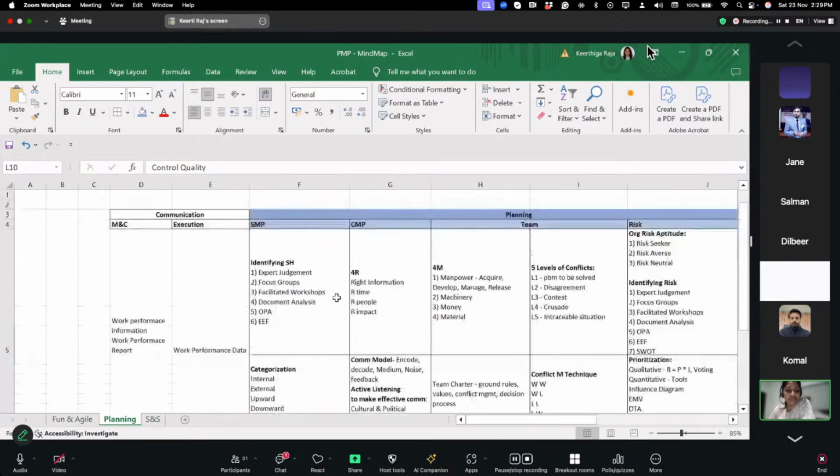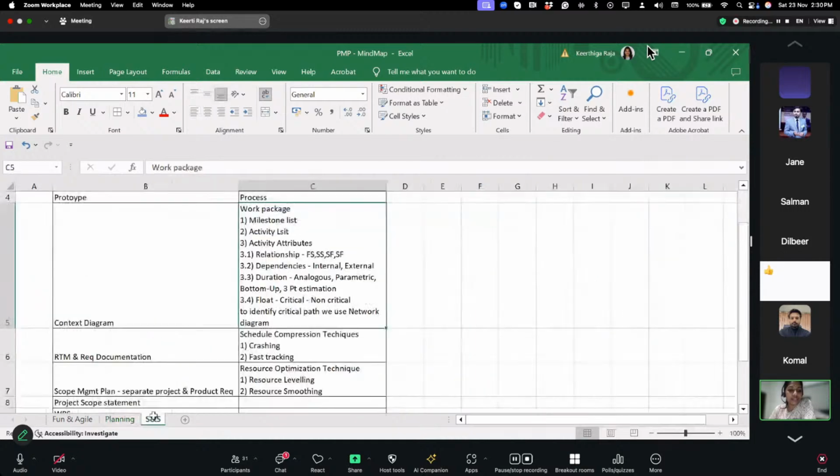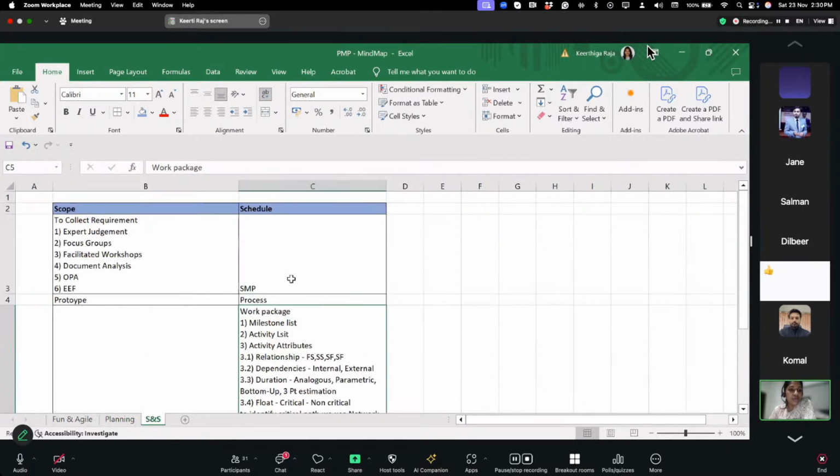One point we missed in communication is that communication execution will be having work performance data, and monitoring and control will be having work performance information, and later the work performance report will be communicated to the rest of the stakeholders. And next one, moving to scope and schedule.